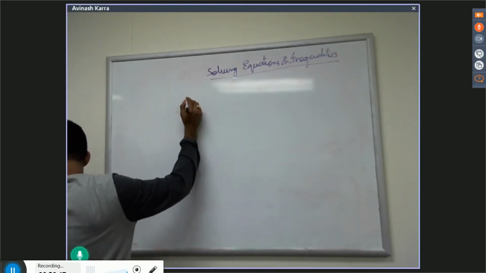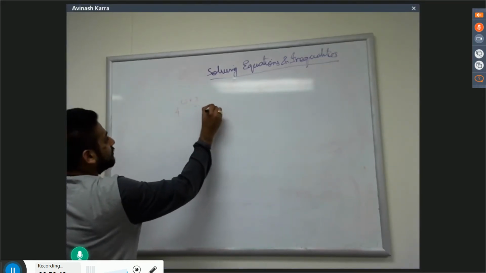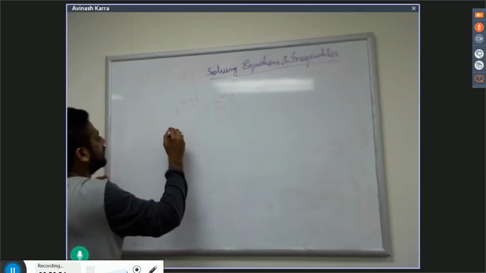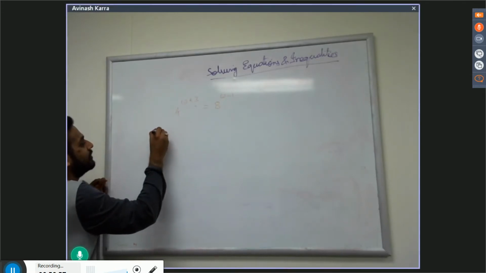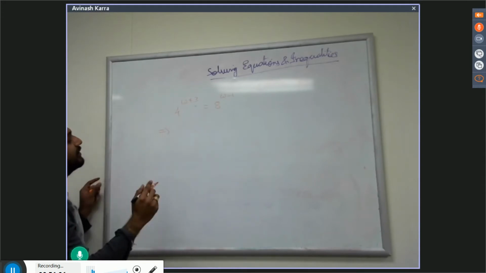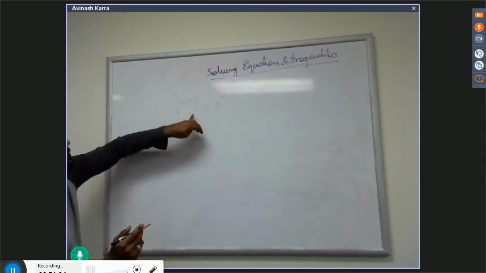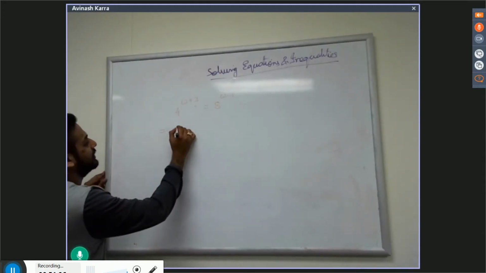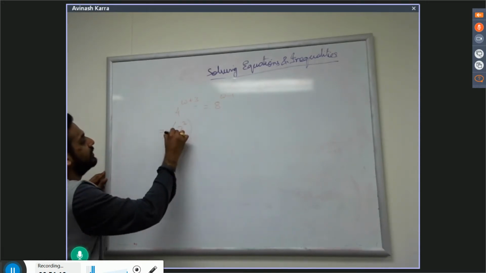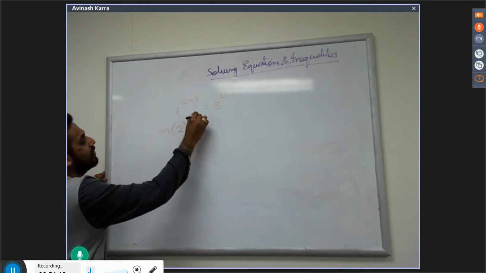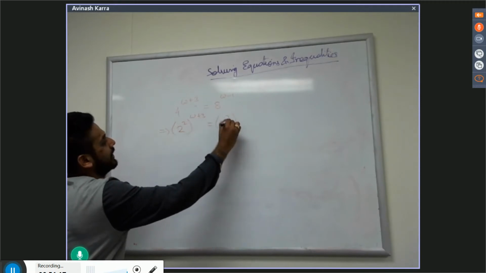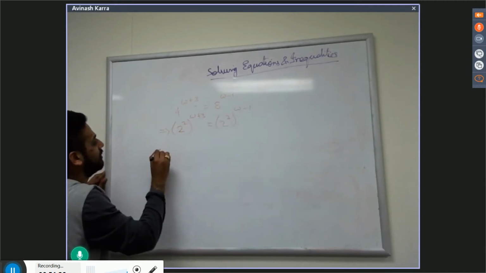4 to the power of w plus 3 is equal to 8 to the power of w minus 1. So first, what I'm doing is making both bases equal in value. I can write 4 as 2 square, right? So 2 square to the power of w plus 3 is equal to 2 cube to the power of w minus 1.